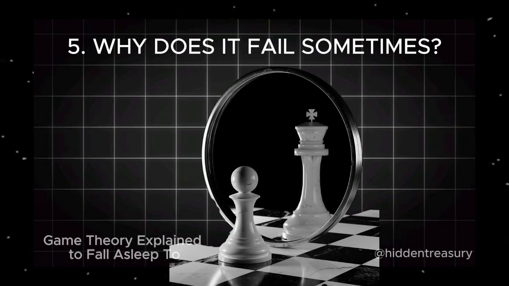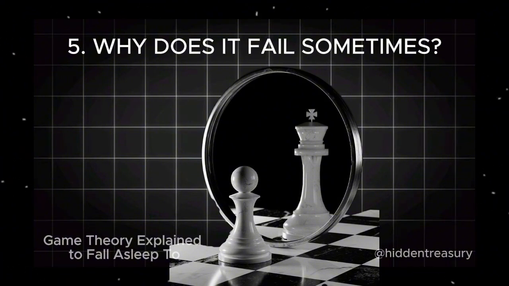Negotiations, for example, rarely involve full transparency. People hold back details, bluff, or change positions unexpectedly. That uncertainty can make even well-designed strategies collapse.